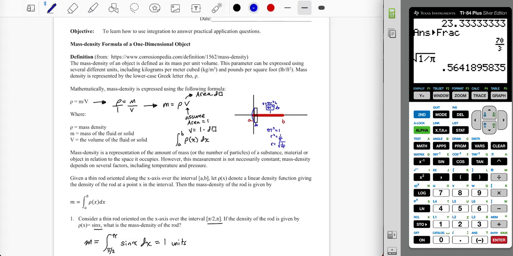So what we're going to do on the next page is evolve this into a case where we're looking at something that's not just a thin rod being revolved.